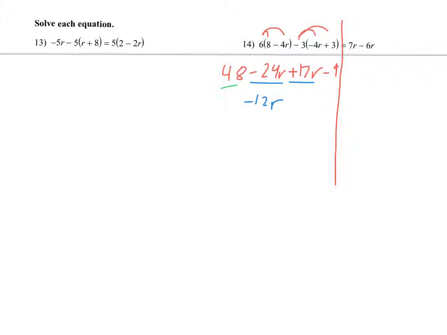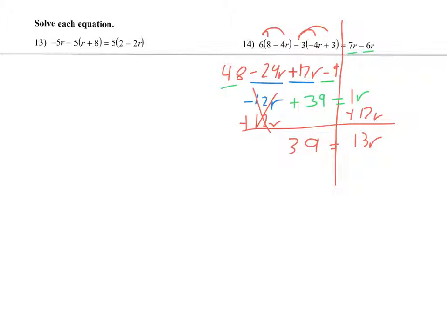Actually, I'll color code this. 48 minus 9 would give me plus 39. Now on the right side here, I can just combine these two and I just get 1r. Now I always want to get all my variables on one side, and since I have numbers on the left side already, I'm actually going to add the 12r over to this side. And so I get 39 equals, and this will actually be 13r. And then since I have a number multiplying by r, I'm going to divide that over to get rid of it. And so r equals 3.